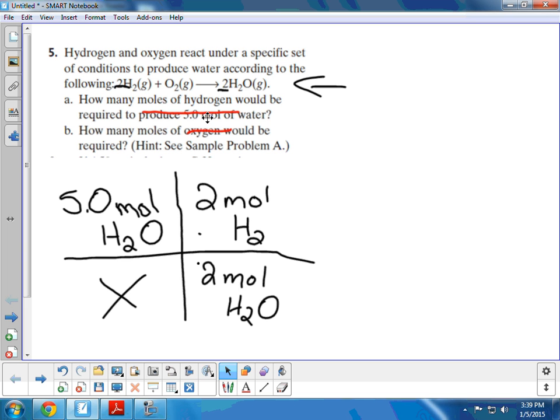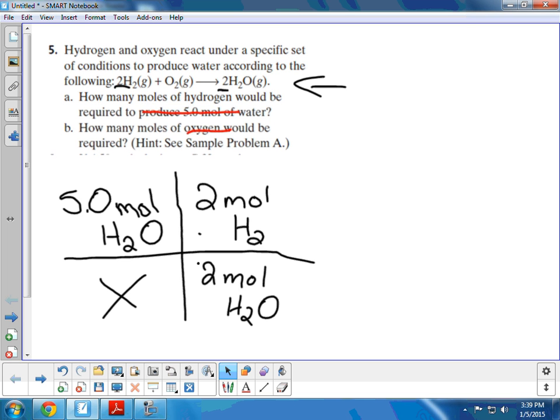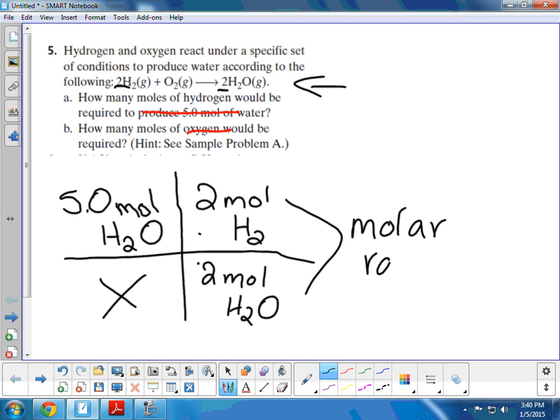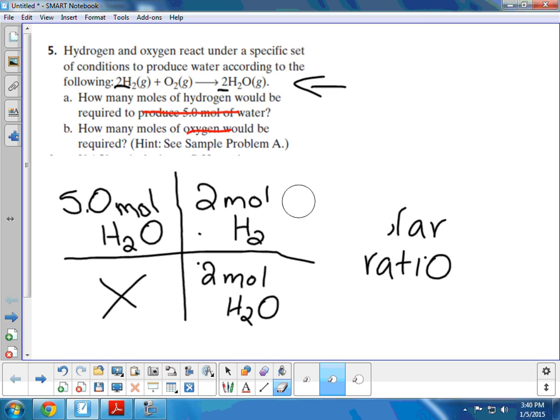Right. So going back and looking at our chemical reaction, we can say for every 2 moles of H2, we can make 2 moles of H2O. So 2 moles of H2 over 2 moles of H2O. This right here is now called a molar ratio. And we will have to use a molar ratio just about every single problem we do in stoichiometry. So if I talk about a molar ratio, this comes from my balanced chemical equation. I'm going to erase this now so I can write my answer down.